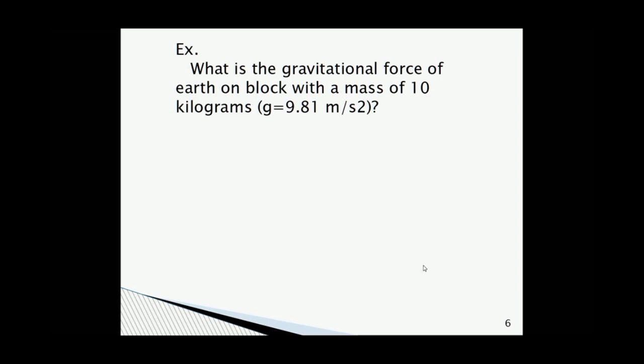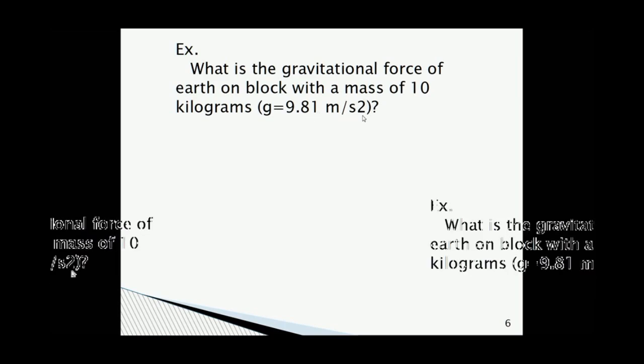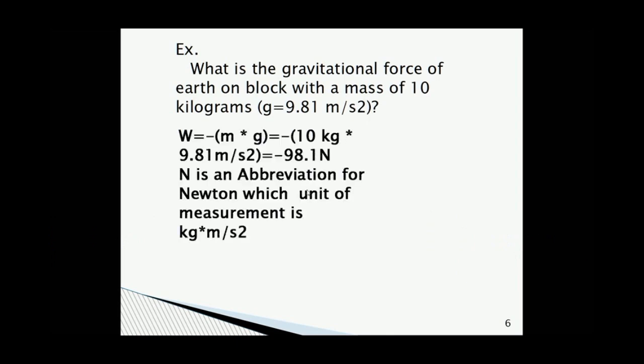What is the gravitational force of the Earth applied to a block with a mass of 10 kilograms? Since we are using a metric weight, we are going to use the metric unit of measurement for gravitational acceleration, which is estimated to be 9.81 meters per second squared. Now that we have the values we need to make our calculation, we will plug them into the formula we derived from Newton's second law of motion.